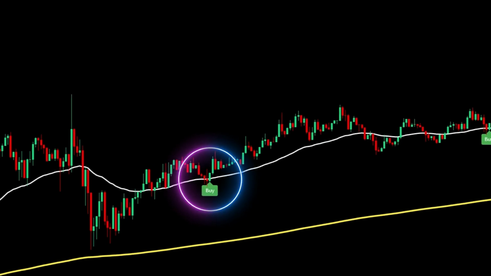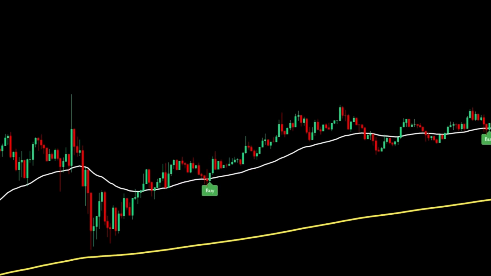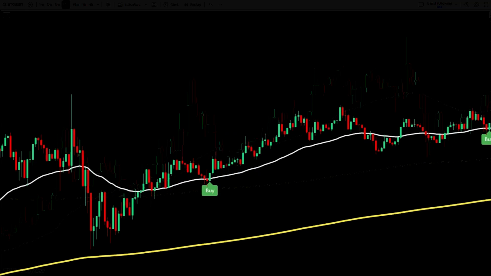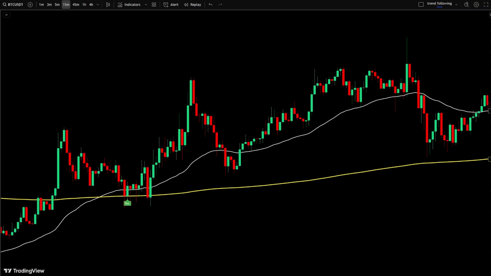But here's the problem. If you trade this using the default way, you're going to get wrecked. Let me show you exactly why. Look at this Bitcoin chart on the 15-minute time frame. This is where most people lose their money. The trend seems clearly up. The price pulls back and dips below the fast EMA line. The indicator eventually prints a buy signal when the price pops back up.